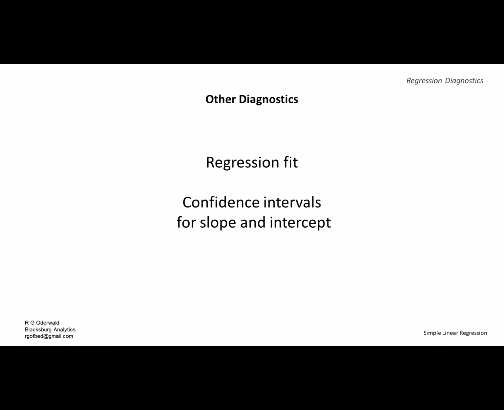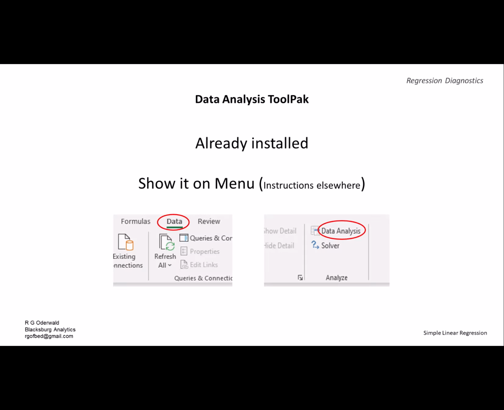Other diagnostics are for the fit of the regression line and confidence intervals for the slope and intercept. These aren't as important as R-square, but are frequently requested. These diagnostics require using the regression function in the Excel analysis tool pack. The analysis tool pack is already in Excel. You just have to make it visible. Instructions for making it visible are elsewhere.